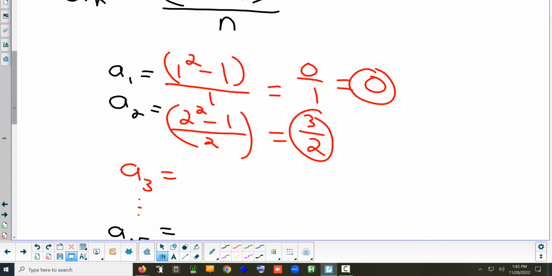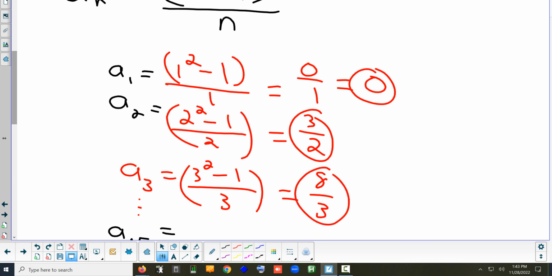All right. So to find my third term, what would I plug in for n? 3. Can you tell me what the calculation is going to look like? 3 squared minus 1 over 3. Perfect. Good job. And Ryan, what's 3 squared minus 1? 8. 8 over 3. Okay, so there's the third one.